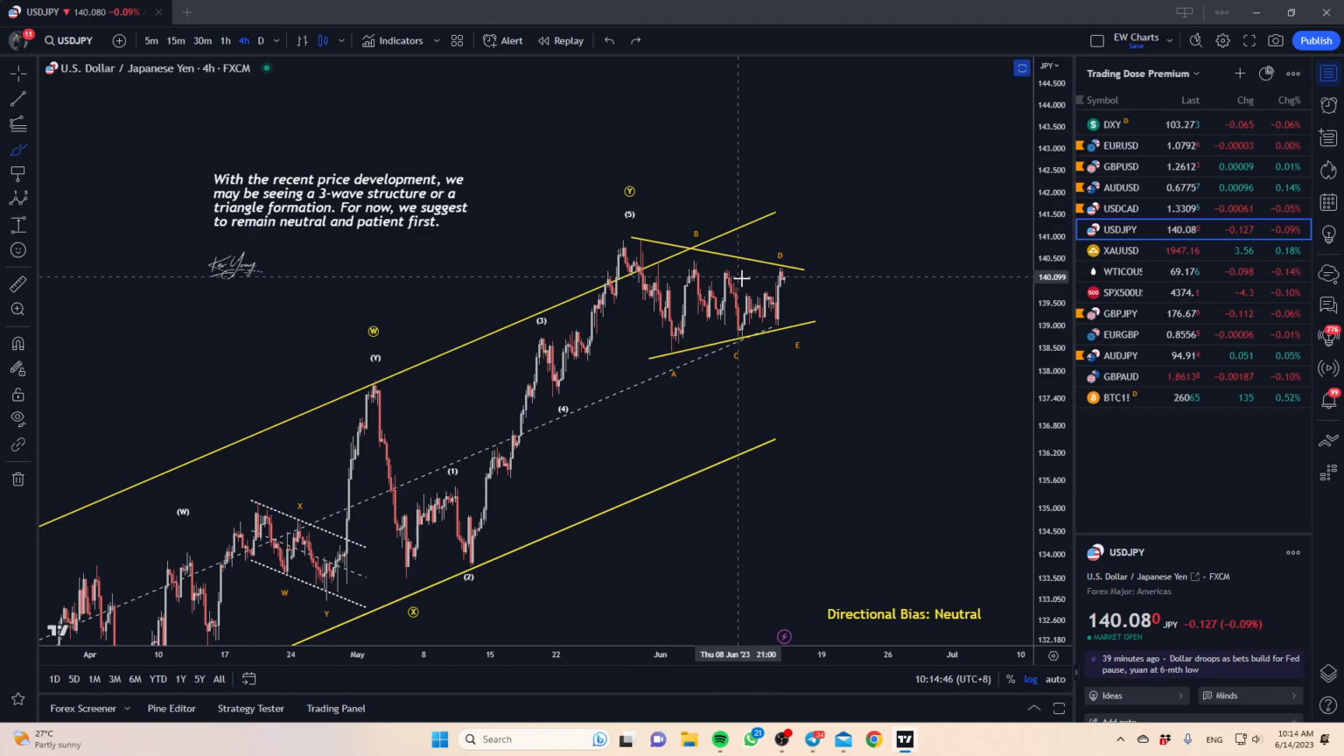So I'm not going to be too focused on the dollar yen for now. We just let this pattern play out, and then we'll ride on the next pattern itself.